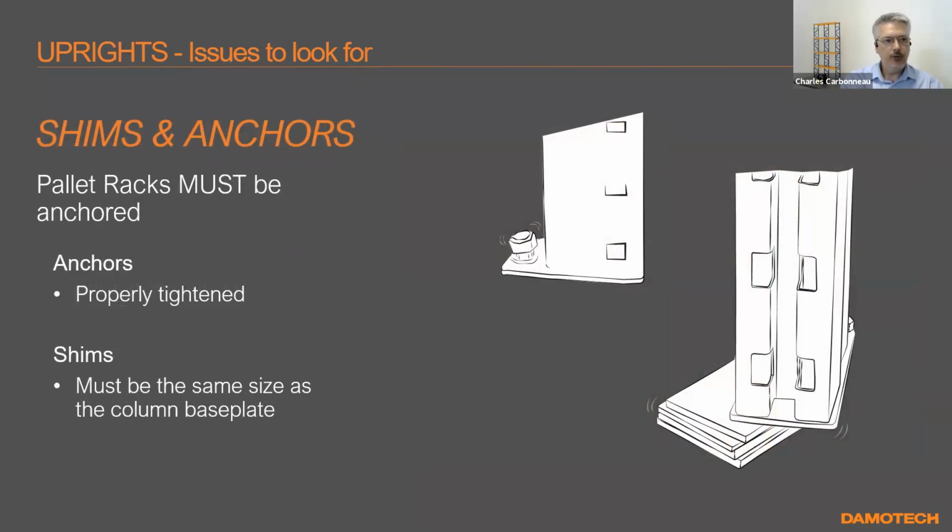Shims and anchors, of course, pallet racks must be anchored. That was one of the questions that I saw go by before the presentation. And everything that's operated with a forklift has to be anchored. That's in the code. The anchors have to be properly tightened, right? So many people ask me, well, how many anchors? There's 2 holes in the back plate. Why only 1 anchor? That is specified in the LARCs.